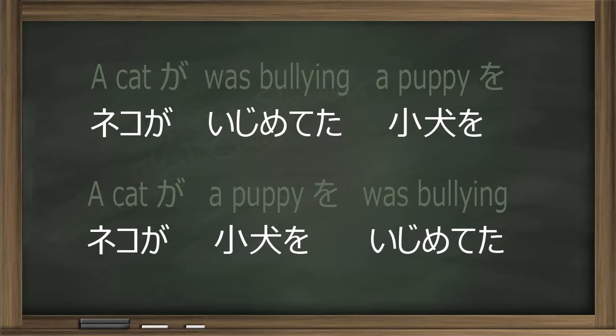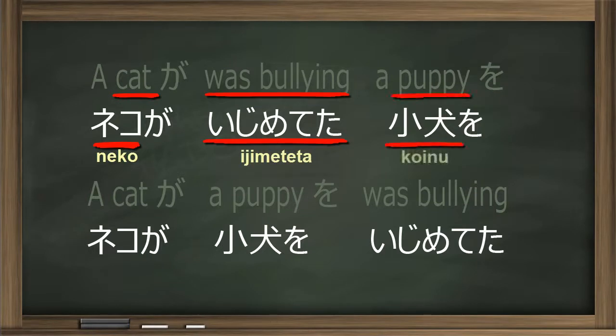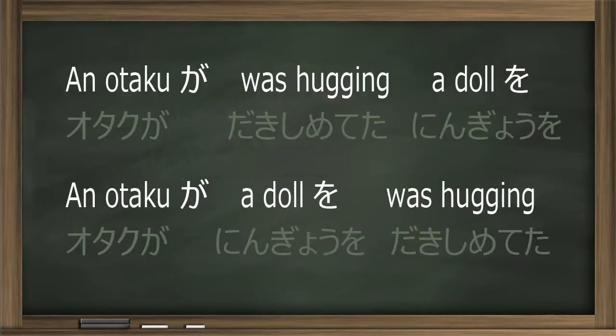Okay, cat is neko. Bullying is ijimeteta. A puppy is koinu. Neko ga ijimeteta koinu o. Neko ga koinu o ijimeteta. Okay. Let me give you more example sentences here.